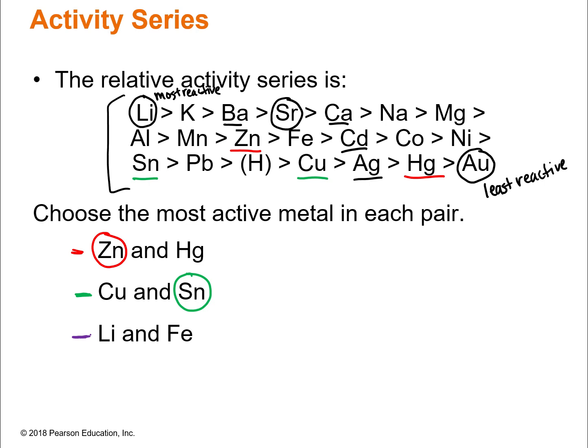Now we'll do lithium and iron. Lithium is first, and I already said it's the most reactive. So if you see lithium as a choice, and the question is which is the most active metal, there's your answer, lithium. But just to show, we've got two things in two different rows. Lithium is still the answer. Lithium comes before iron, so it is more active. I will provide you with the activity series. You do not need to memorize it.